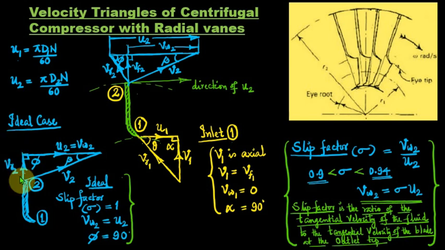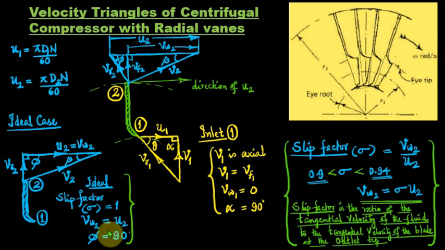VR2 itself will be Vf2, and U2 itself will be Vw2. What is the angle phi? Angle phi is 90. It is not beta, it is angle phi. Vane angle at outlet is 90 in this ideal case, but in the actual case it is not so. See, here you can see this.